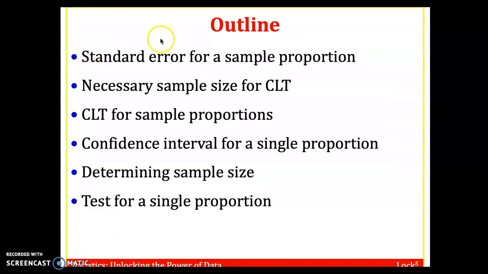So what we're going to do is first look at a standard error formula for a sample proportion. We're going to look at necessary sample size for the central limit theorem, and go over that central limit theorem again for sample proportions. Then look at how to construct confidence intervals for a single proportion. This second from the bottom bullet point is new: how to figure out sample size if we want a big enough sample size for a particular margin of error. And then lastly, we're going to look at hypothesis testing for a single proportion.